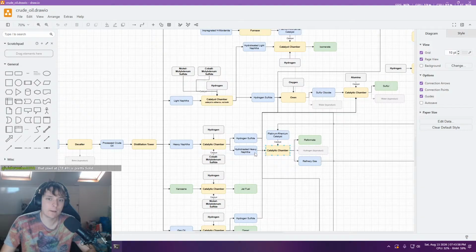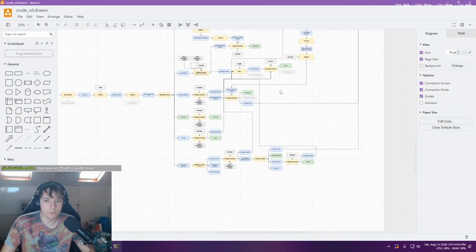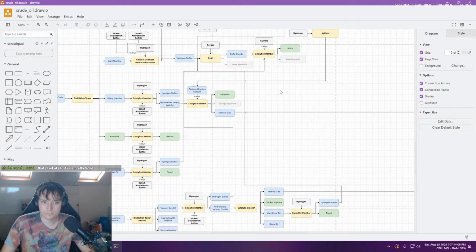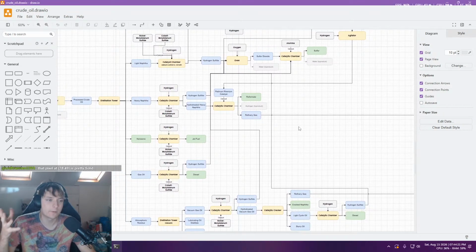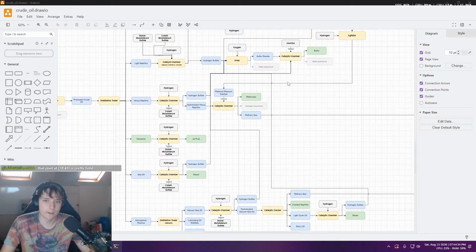Then we have heavy naphtha here. This is a much simpler one, but you end up with reformate, which is one of the chemicals used to make, let me not get this wrong, petrol. Yes, petrol. You have isomerate, reformate, and cracked naphtha, and those are basically the three things to make petrol. There is also something else used to make petrol, but I don't remember what it is. It's an optional thing.